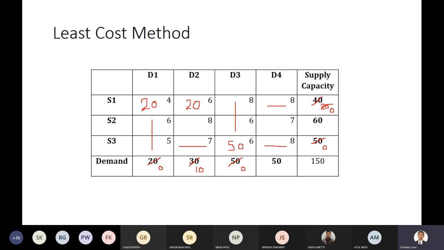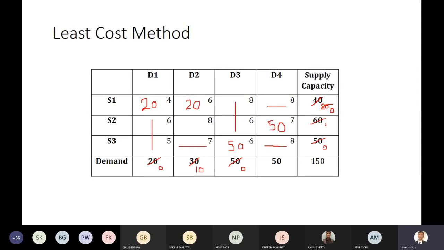Now we are left with only these two cells. And in this column, only one cell is left, so this 10 units will be coming in this cell only. Still, if we want to go by the rule, the next least cost cell is 7. What is the maximum that can be allocated here? 50. At this juncture, even if we had not followed the least cost rule, because we were left with only these two cells, we could have easily finished.